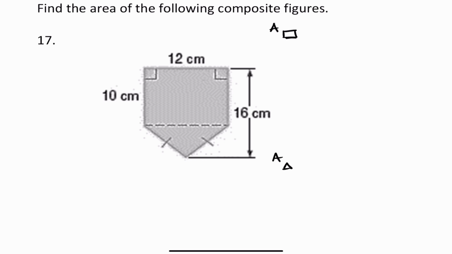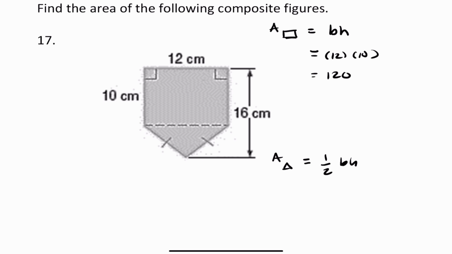Now, since we have a rectangle and I'm trying to find the area of that, the formula is just base times the height, and the area formula for a triangle is 1/2 base times the height. Now, the base of the rectangle, we can call it 12, and the height, since it's perpendicular to the 12, is 10. So then the area of a rectangle is 120.